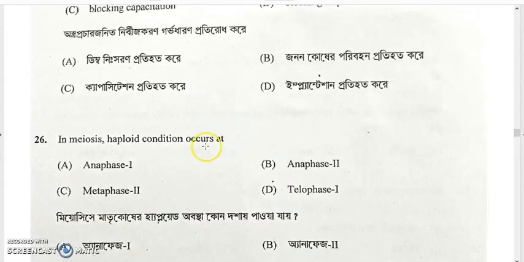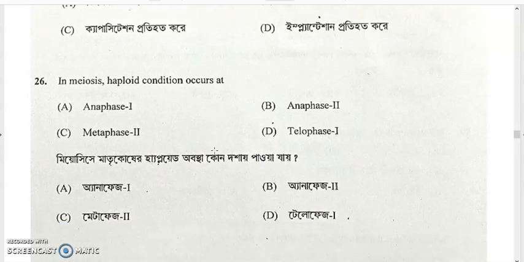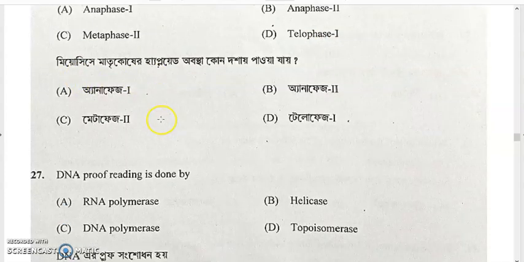In meiosis, haploid condition occurs at which stage? Option A, anaphase 1; option B, anaphase 2; option C, metaphase 2; option D, telophase 1. The answer will be anaphase 1.